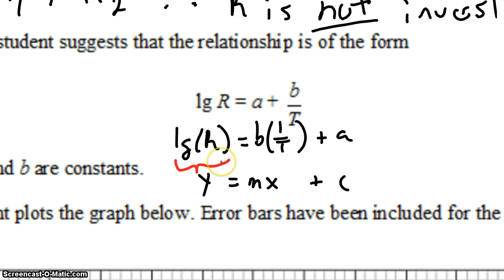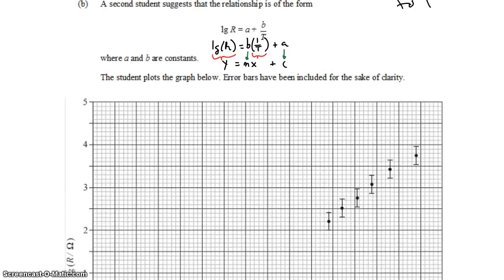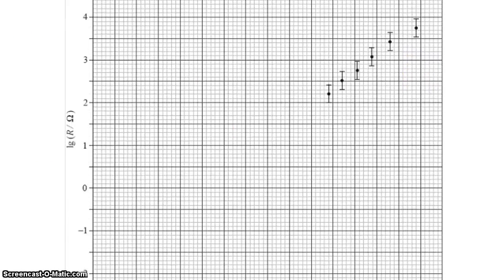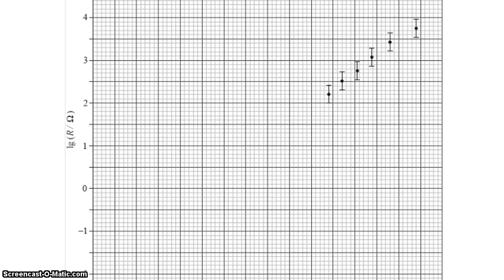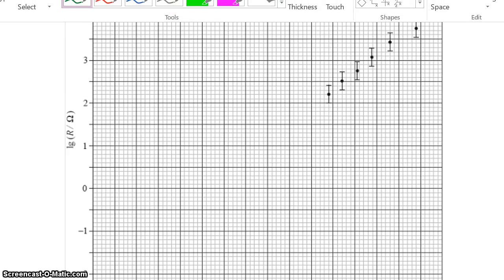If our y variable is the natural log of R, and our x variable is 1 on T, then the slope is this constant b, and the y-intercept is this constant a. So if we put 1 on T on the x-axis and the natural log of R on the y-axis, we get what should be a straight line. And then when we look at the graph, we see that a straight line does go through all the data.